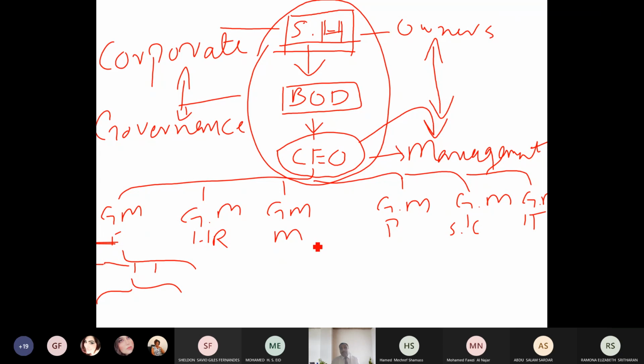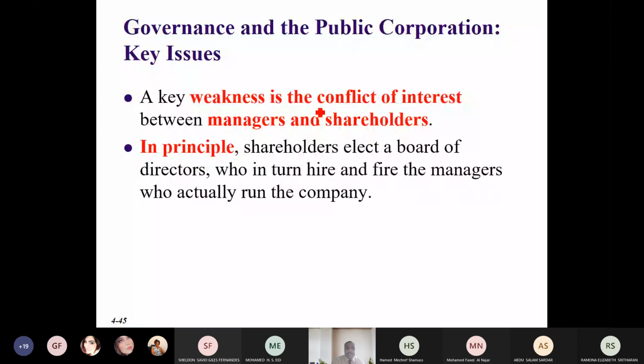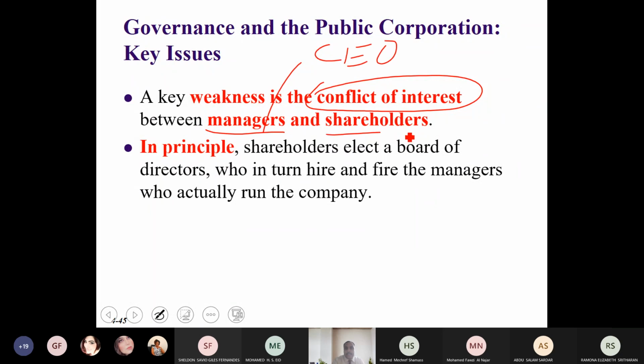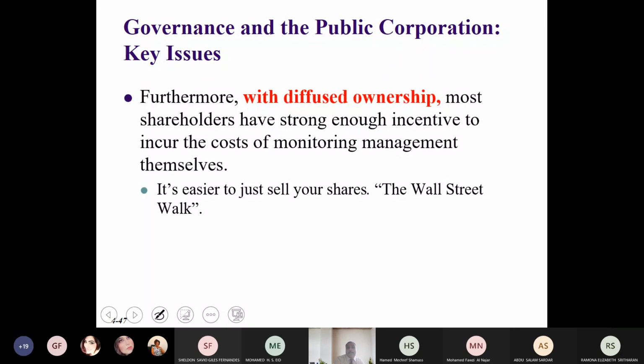So this is corporate governance, and this is the first issue of corporate governance. What is it? It is the conflict of interest between the manager, who is the manager, and the shareholders, the owners of the business. Then another issue happens when the ownership is diffused. Does anybody know the meaning of the word diffused? What is the meaning of the word diffused?